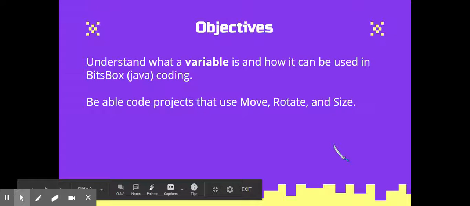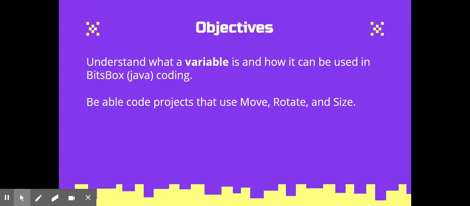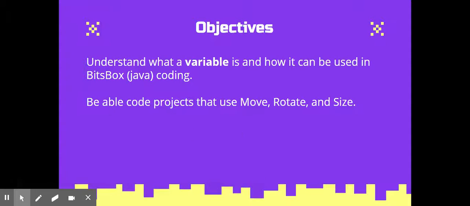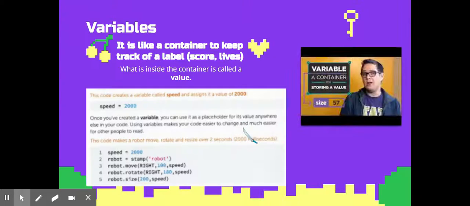Our objectives are to understand what a variable is and how it can be used in Java or BitsBox coding, and be able to code projects that use move, rotate, and size. So that's what all of level 2 is about, being able to move, rotate, and size by using variables.